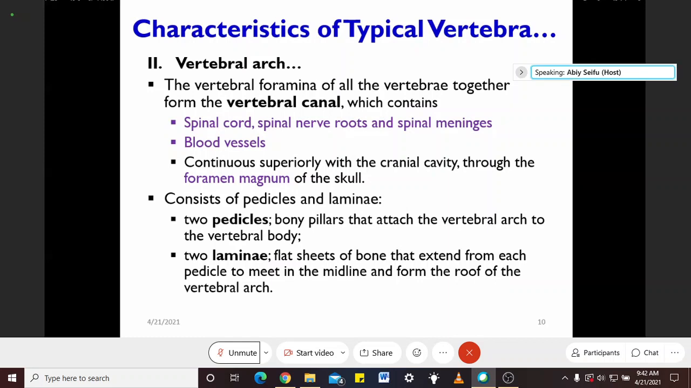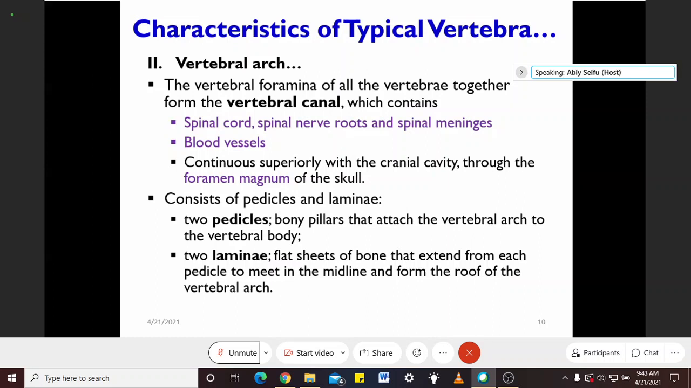The vertebral canal superiorly communicates with the cranial cavity through the foramen magnum. The foramen magnum is the largest foramen found on the cranium, and this foramen is the exit site for the spinal cord.